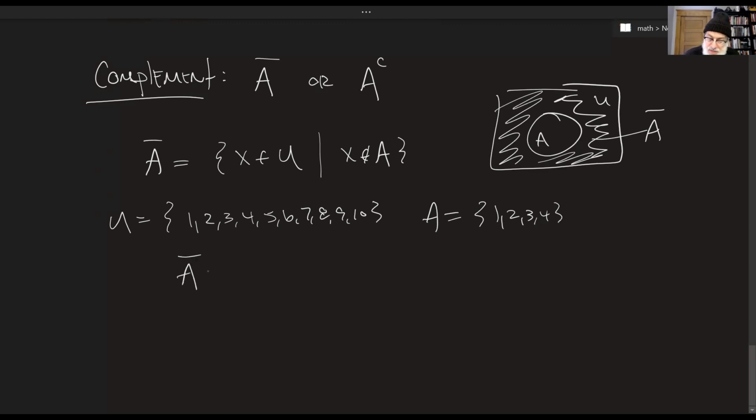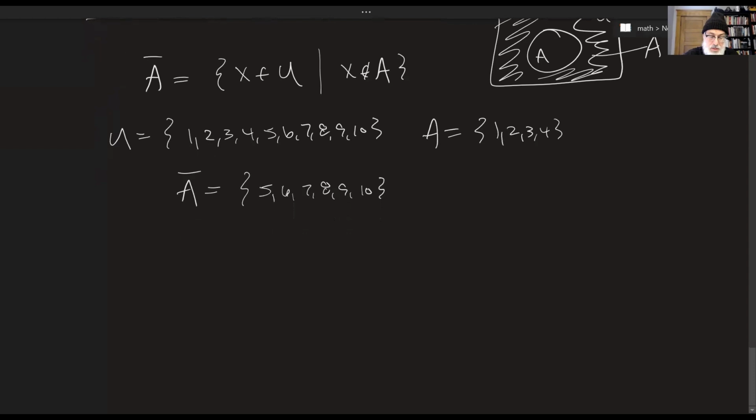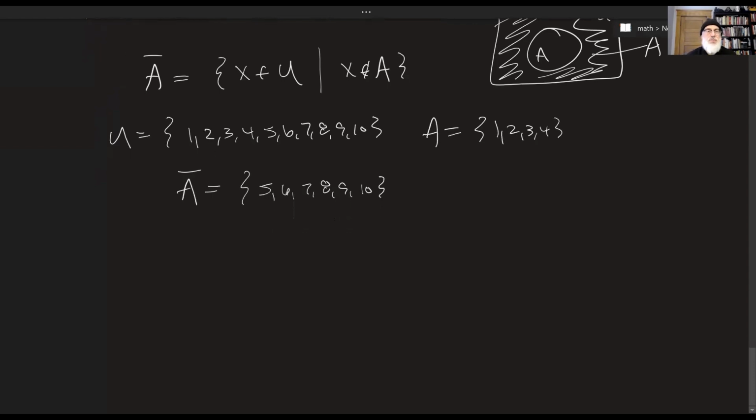So the complement of A are all of the elements that are in the universe, and then we throw A out. So we don't use 1, 2, 3, 4. So then the complement is 5, 6, 7, 8, 9, and 10. So you can see it's sort of the opposite, right? Not A is sort of the opposite of A. So that's the complement. We always have to define the complement in terms of the universe we're in.